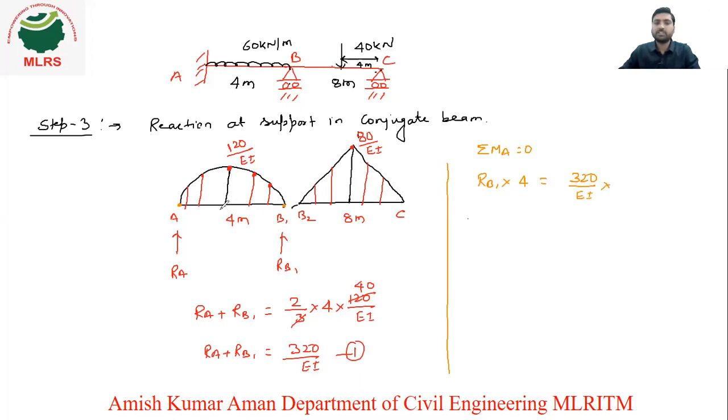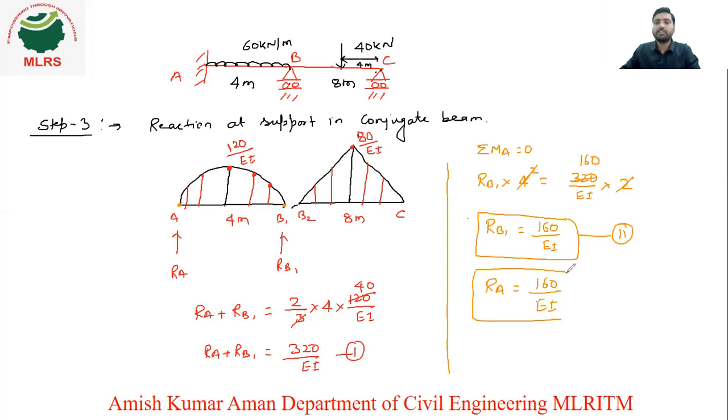So from center the distance is 2, right? Half of 4 will be 2. So 2 times cancel, it will come here, so it will be 160. So RB1 is equal to 160 upon EI. So if you put this value, this is equation number 2, let's say, if you put the value of equation 2 in equation 1, what will you get? You will get RA value, and RA value will also be 160 upon EI. Just calculate it, you will get this RA value. So we have calculated RB1 and RA value.